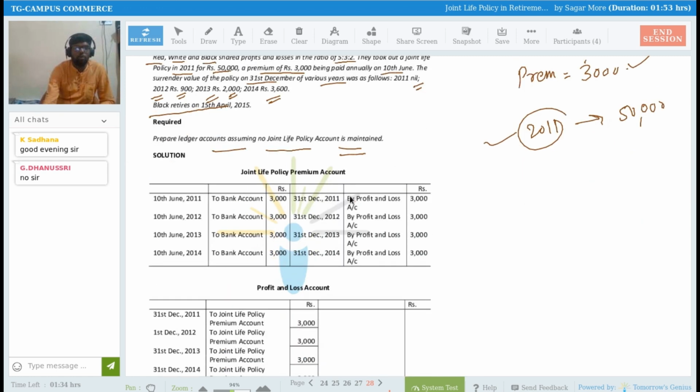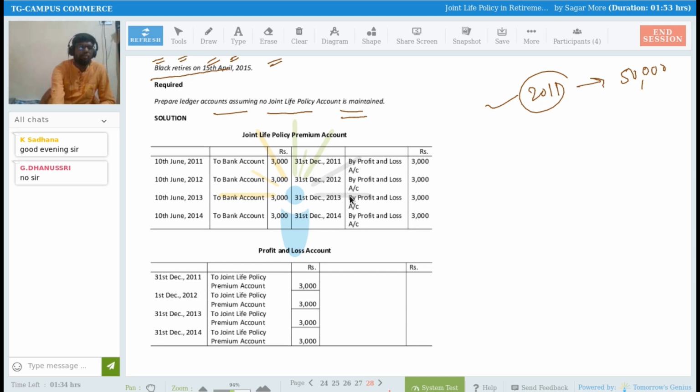If you are not maintaining any joint life policy account, then simply you have to prepare two accounts, that is, joint life policy premium account and profit and loss account. So what is written here? Prepare ledger accounts assuming no account is maintained. So whatever premium that you are paying, some actual 50,000 rupees, you have not recorded that in your books of accounts, right? You are not maintaining a ledger account of that.